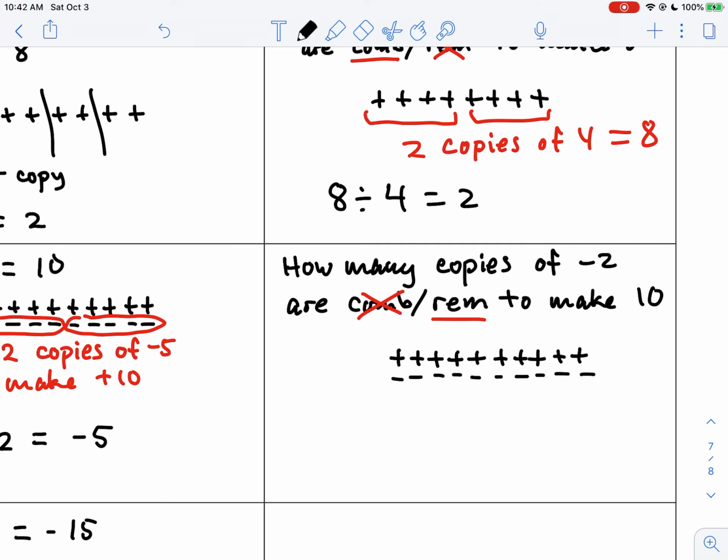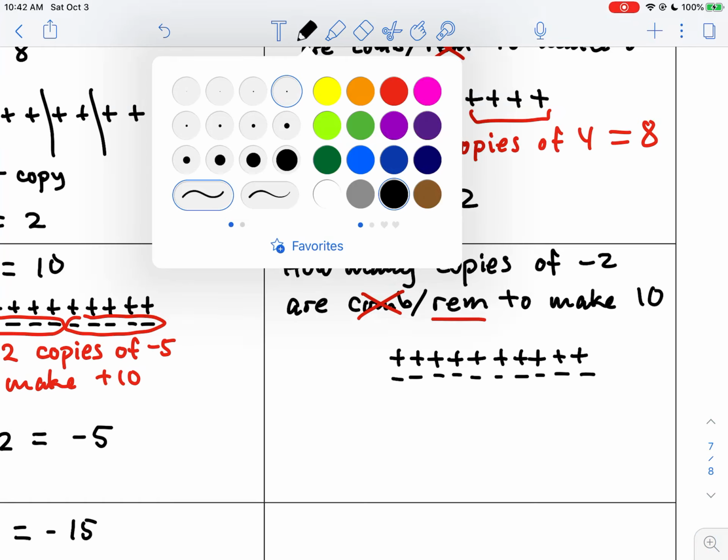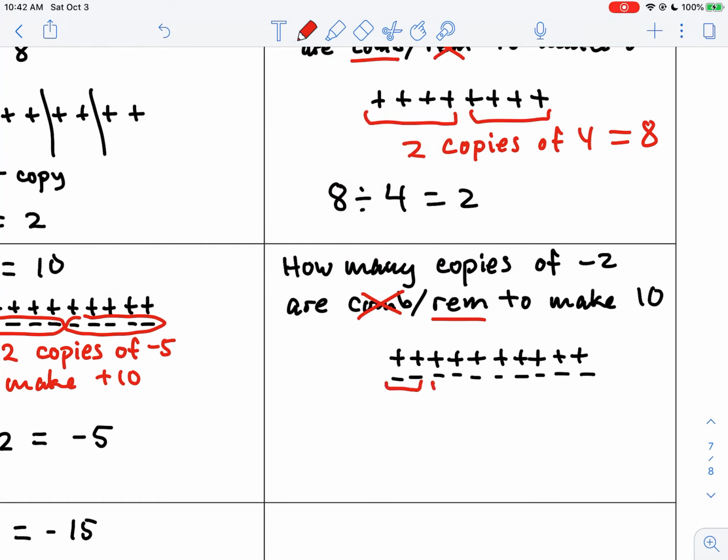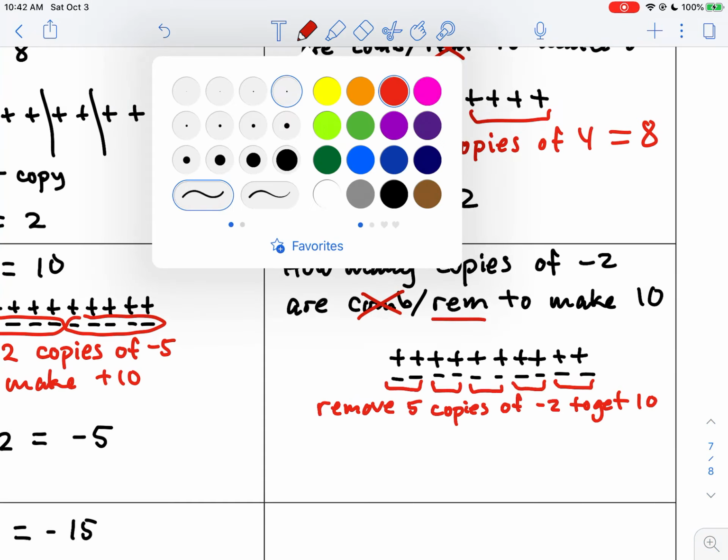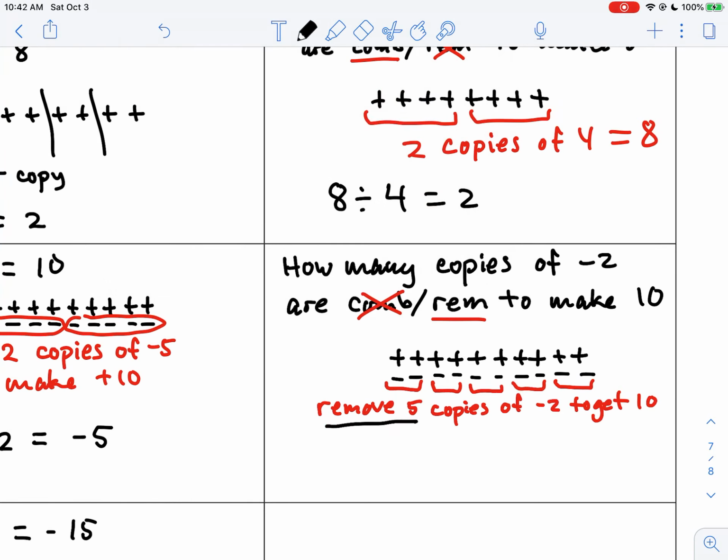And how many copies of negative 2 are removed? So we need to remove a bunch of negative 2s to make 10. So 1, 2, 3, 4, 5. So if we remove 5 copies of negative 2, we will get 10. Which means our multiplier should be negative because we're removing, and negative 5 is the multiplier.